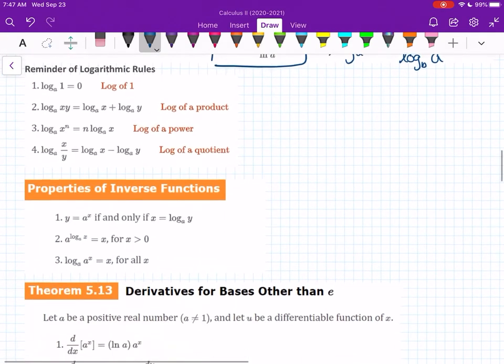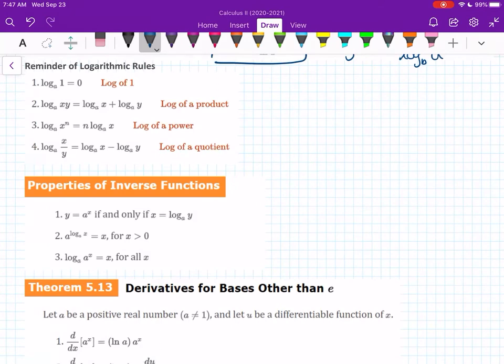Okay, next. Properties of inverse functions. y equals a to the x if and only if x equals log base a of y. So this lets me know that an exponential with base a and a log with base a are inverse functions of each other. So when I compose them together, I am going to get the identity function. So that is 2 and 3. An exponential with base a and a log base a are going to cancel.